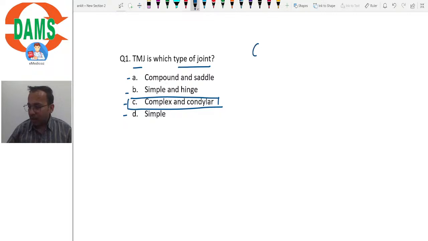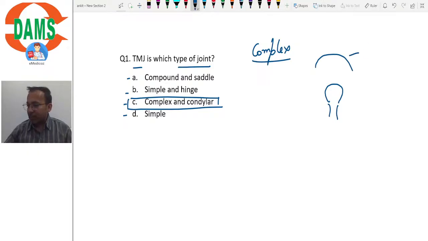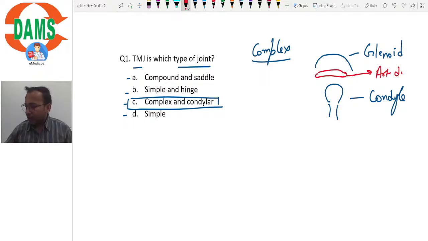See, what does complex mean? Complex means that there are two articular surfaces, right? There is a glenoid fossa, and then in between them is the articular disc. Such a joint, where you have articular surfaces and an intervening articular disc which divides the joint space into two, is known as the complex joint.